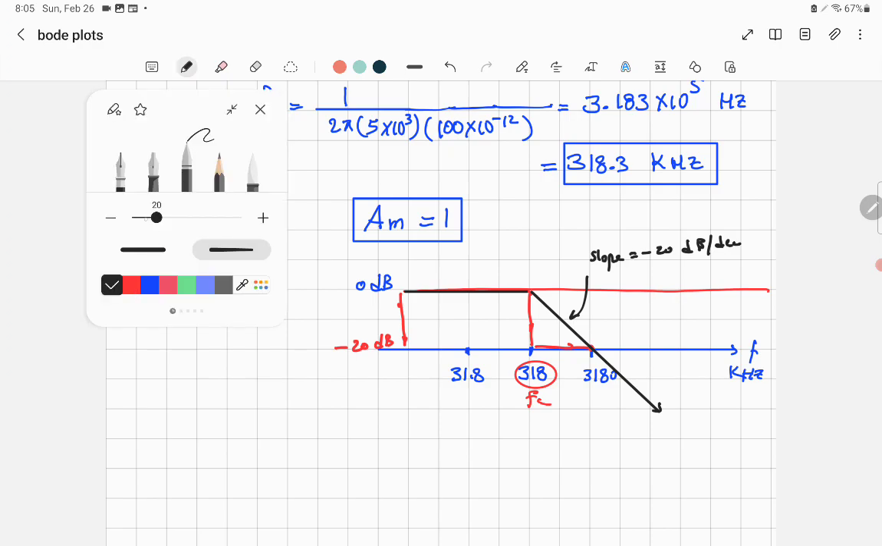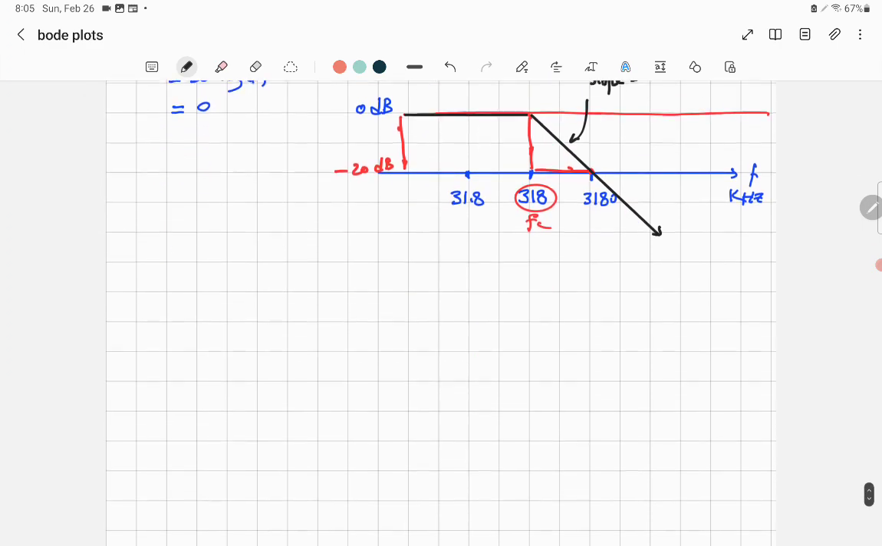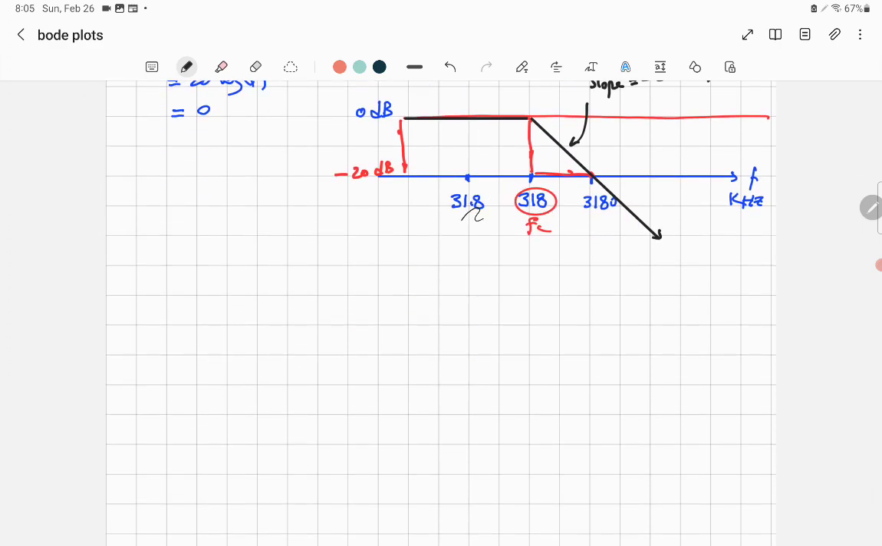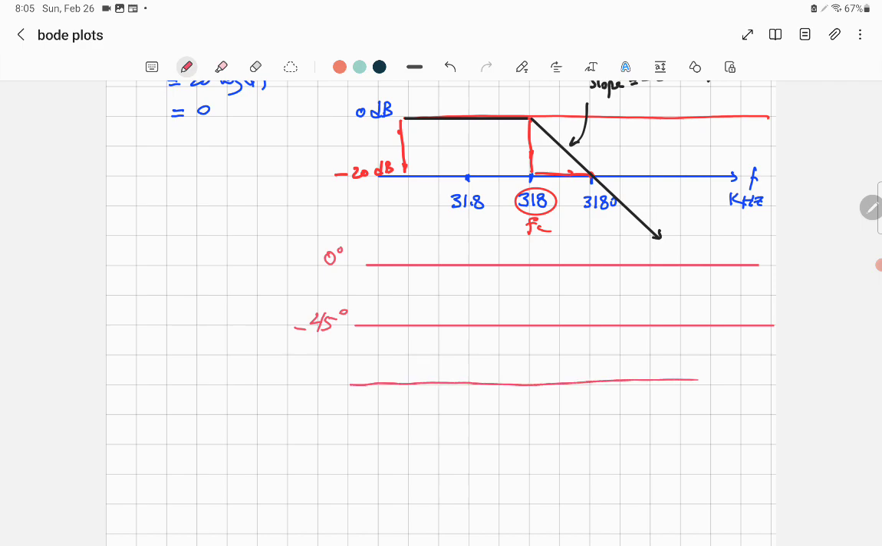Good. So we did the magnitude. What about the phase? We need the three frequencies we have here: fc, 0.1 fc, and 10 fc, and we know it runs from 0 to negative 90. So I will make the axis here 0 degree, negative 45, and negative 90. And that's 0.1 fc, and that's fc, and that's 10 fc.